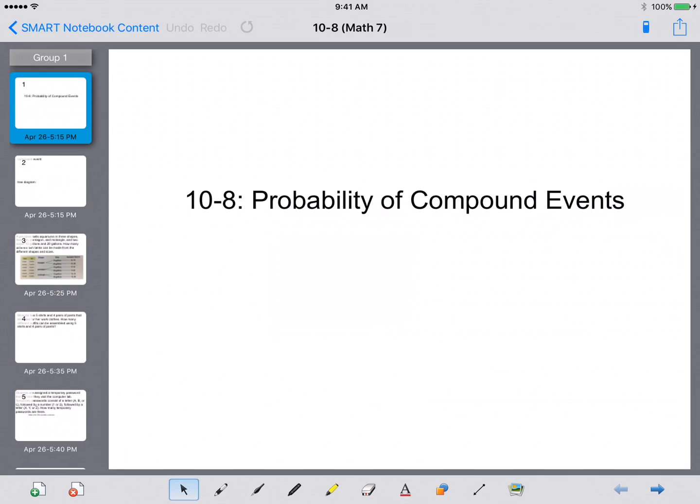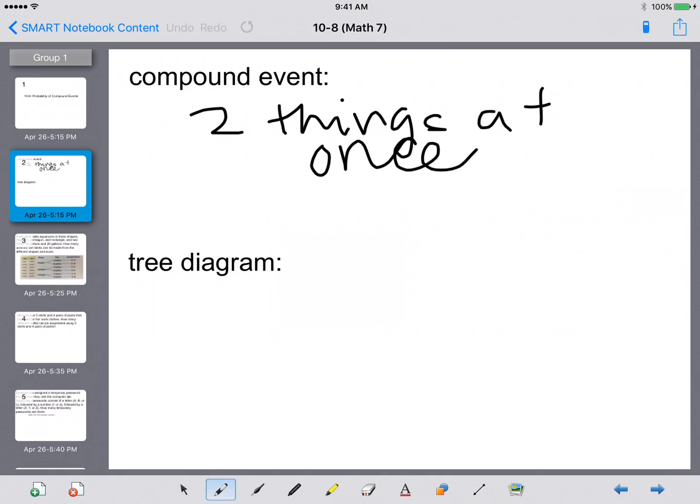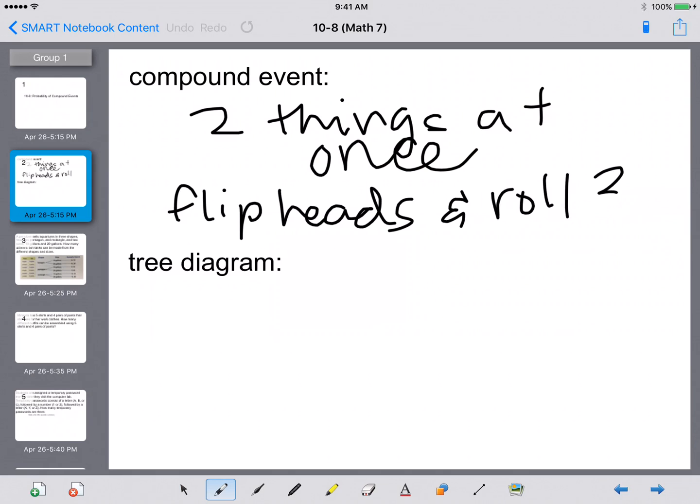Hello, today we're going over chapter 10.8, the probability of compound events. A compound event is two things at once, like the probability that you flip heads on a coin and roll a 3 on a die. So it's two different situations happening that each have multiple different outcomes.